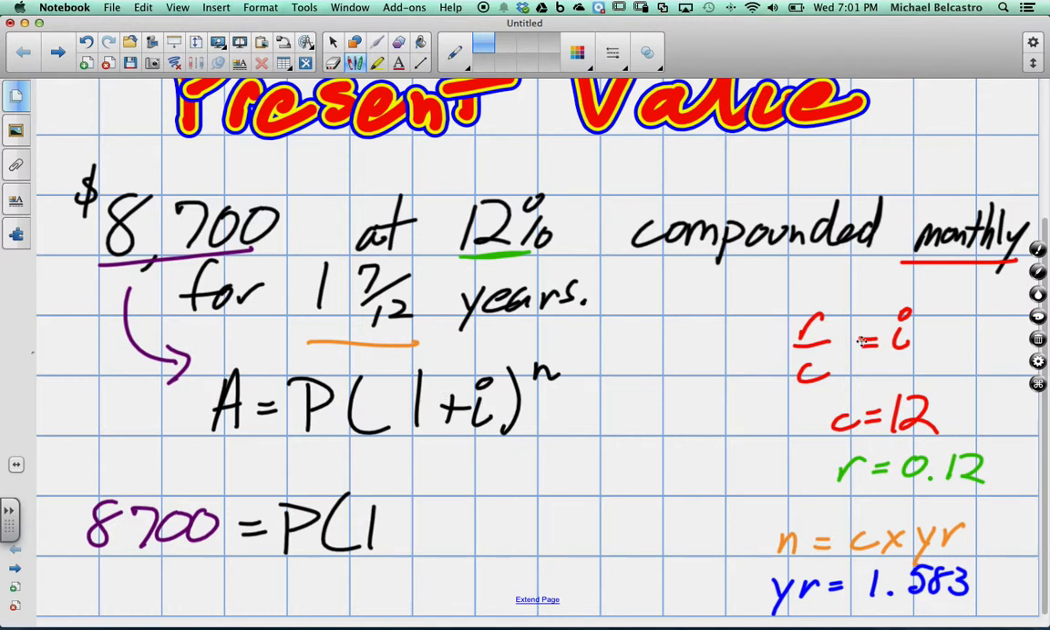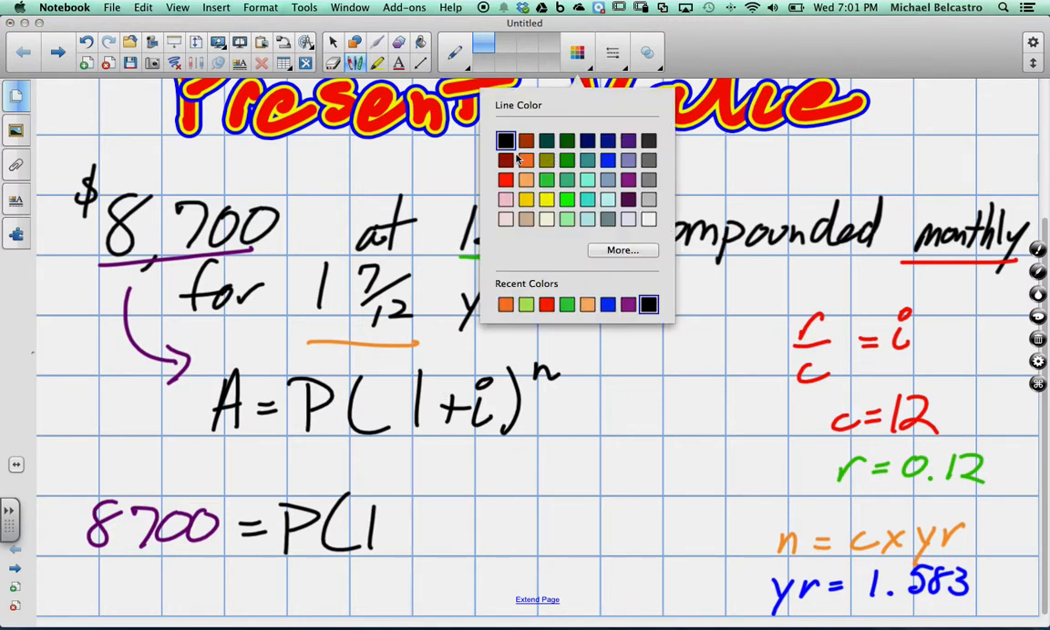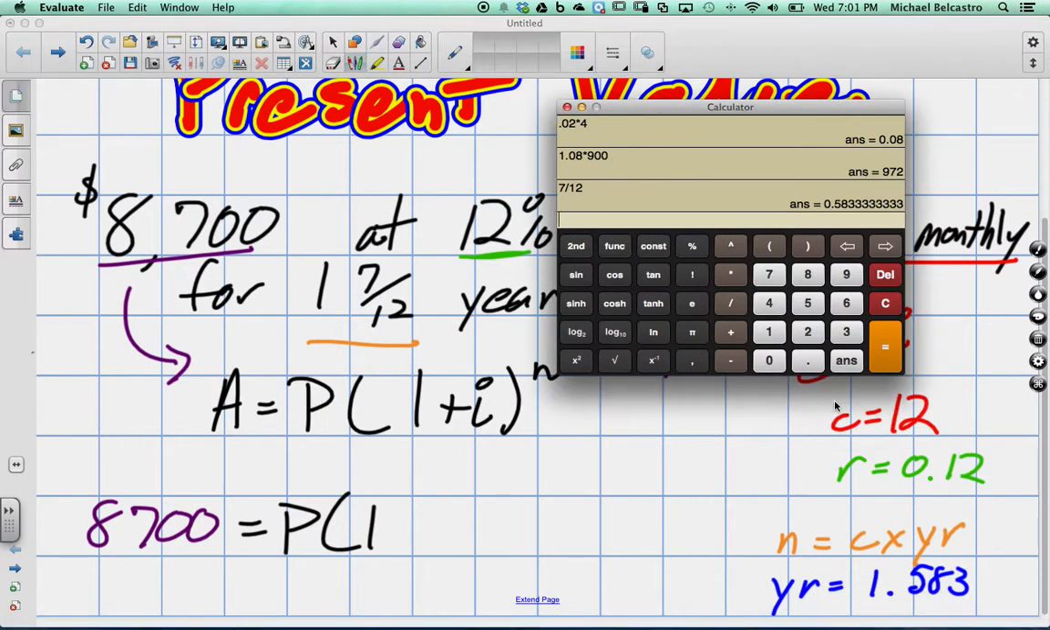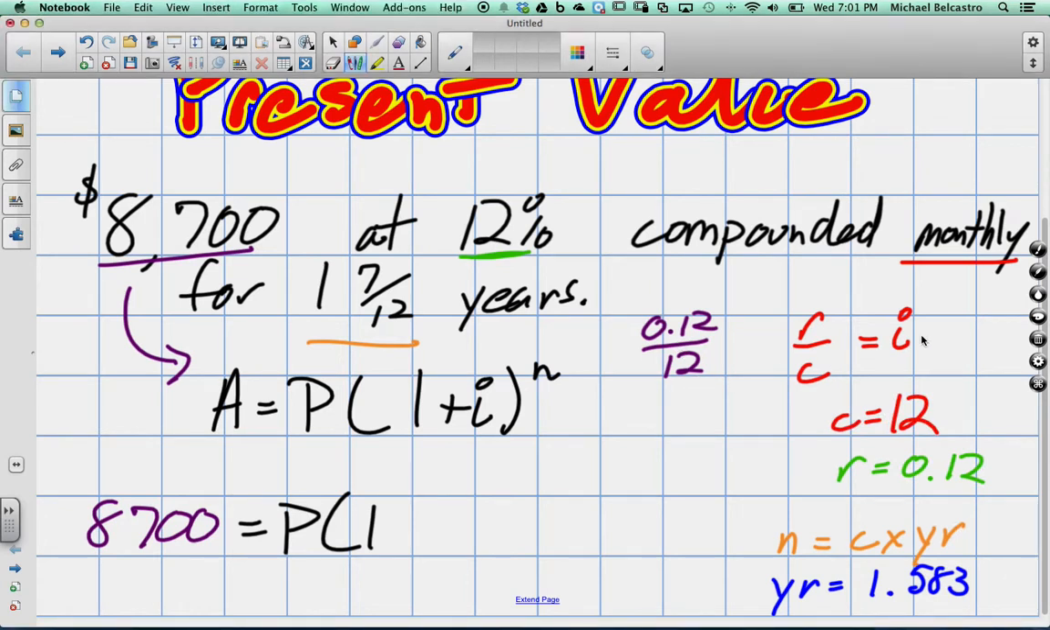1 we have. I we need to figure out. So we're going to take our I value, 0.12 divided by 12. Let's get a little calculator out. 0.12 divided by 12, 0.01. Okay, so in other words, our I is equal to 0.01. So we're going to replace I with that, so plus 0.01.